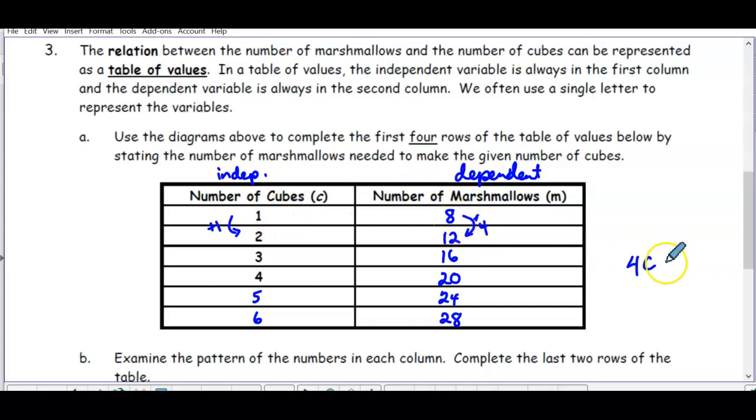So a linear relation will always have a linear term, which is basically a multiple of the C in this case, and then something added or subtracted. It's never going to be squared or cubed or divided by C if it's a linear relation. And we already know it is because it's a straight line. So let's check for 2. 2 times 4 is 8, but we need 12. 4 times 3 is 12, but we need 16. So each time we're 4 short. So we need to add 4 to that.